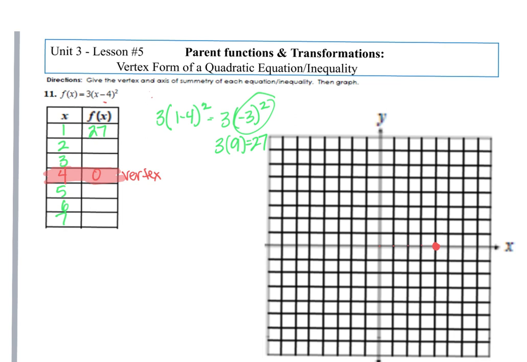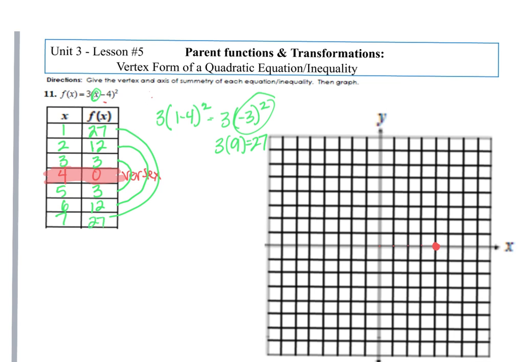When we plug in 2, out's going to come 12. When we plug in 3 to this function for x, again, we're just replacing all those x's, we are going to get out +3. And again, because this is symmetrical across the vertex, when we plug in 5, we also get 3. When we plug in 6, we will get 12 out. And when we plug in 7, we will get 27.